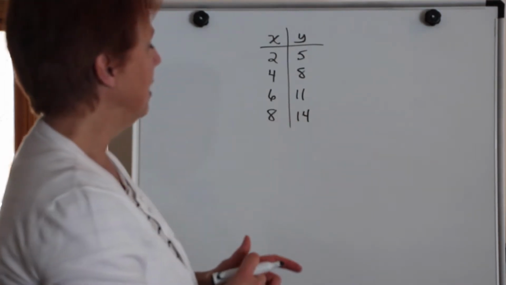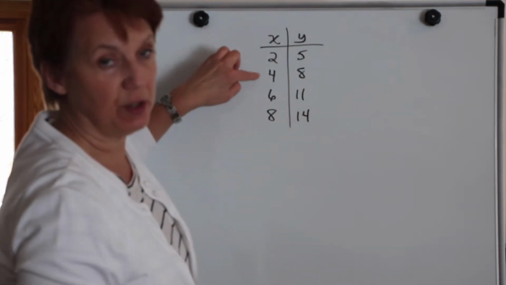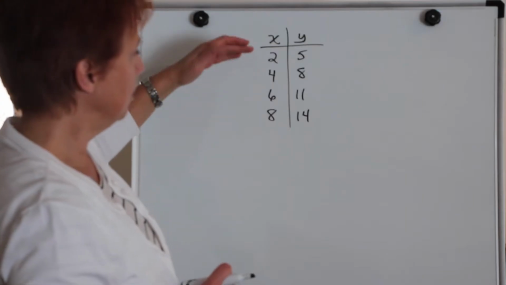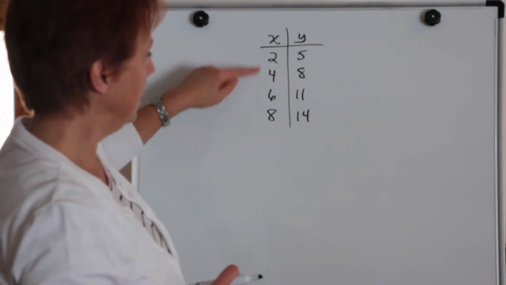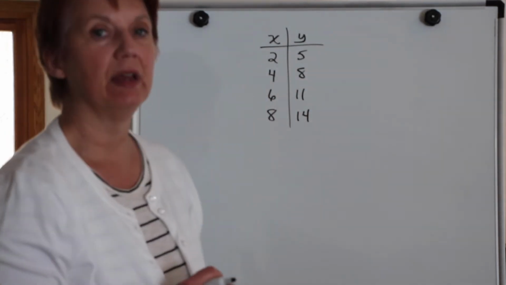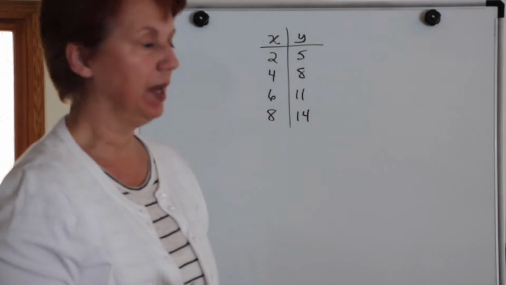Okay? So what's happening here is these are going up by 2's. And these are going up by 3's. If x goes up by the same value and y goes up by the same value, so if there's that pattern, then you've got a linear function, okay?